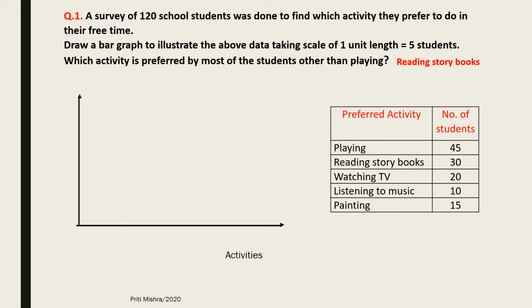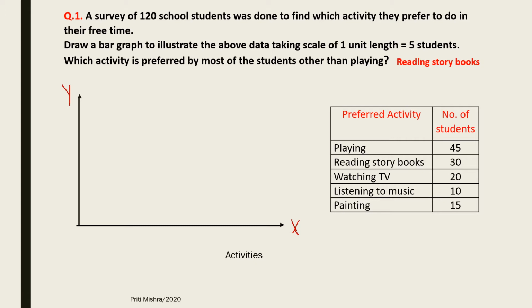Now for drawing the bar graph, what we have to do? We have to draw a horizontal and a vertical line, and the horizontal line is going to be treated as the x-axis and the vertical one as the y-axis. On the x-axis we have to show activities. You can change it as per your convenience, and the number of students we are going to show on the y-axis.